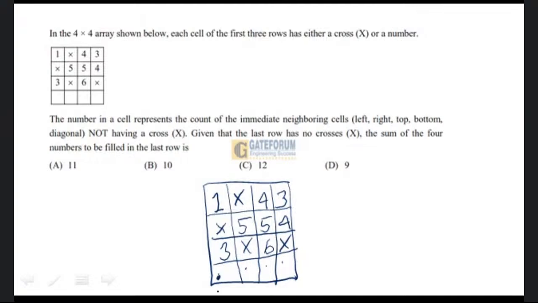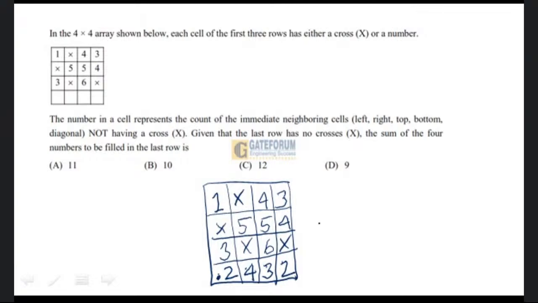Now let us look at this one. This one, out of the 3 neighbors that it has, only 1 cross. So this will be 2. This one, out of the 5 neighbors it has only 1 cross. So this should be 4. This one, out of the 5 neighbors that it has 2 crosses. So this should be 3. And this one, out of the 3 neighbors it has 1 cross. So this should be 2.